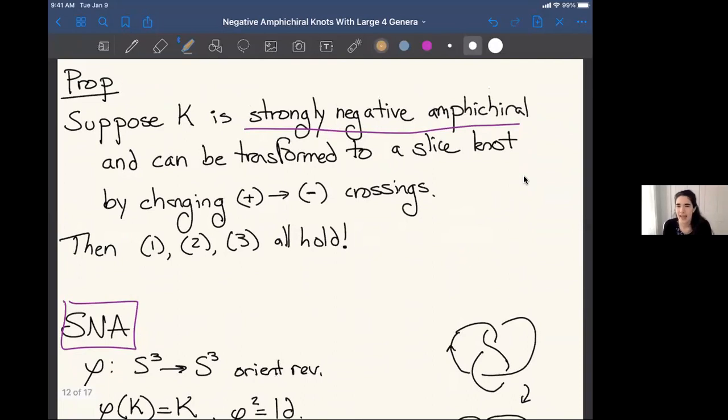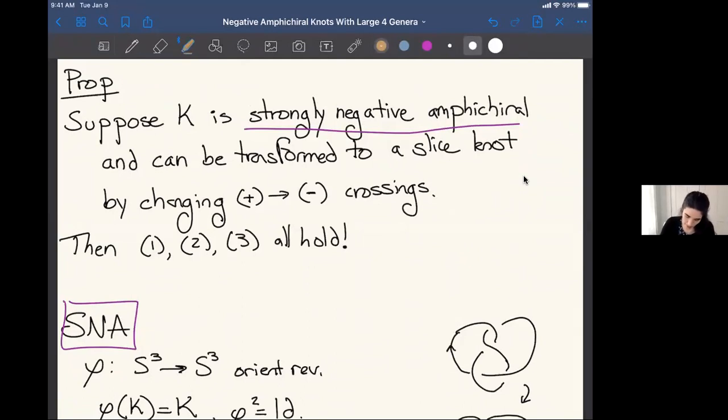So suppose K is what's called strongly negative amphichiral, and I'll tell you the definition of that. It's a little bit more than amphichiral, and can be transformed to a slice knot by changing plus to minus crossings. Then 1, 2, and 3 all hold. I will say this is sort of overkill for getting any of 1, 2, and 3 individually, but to get all 3 at once, this is an easy way to do it.